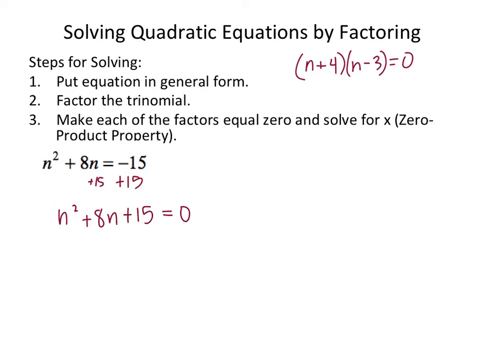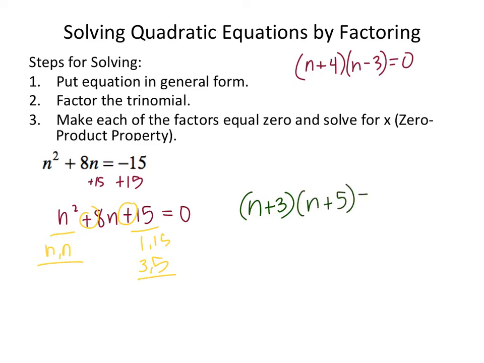So I already know the factors of n squared are n and n. Factors of 15: 1 and 15, 3 and 5. We want to look for the same sign that gives me a sum. They're both going to be positive. Factors of 15 that give me a sum of 8 are 3 and 5. This one will use n and n, both positive, so I'm going to have n plus 3 times n plus 5 is equal to 0.